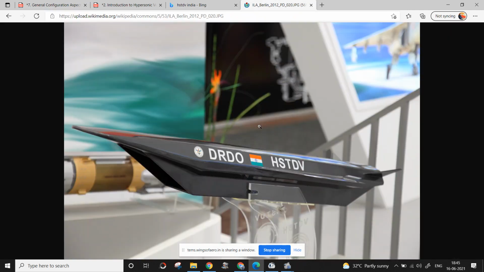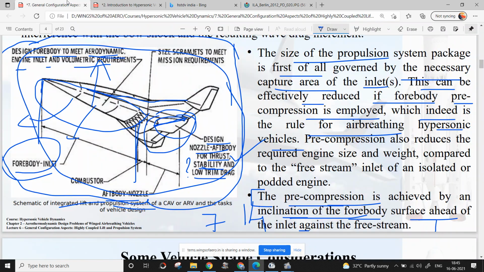So the same method that we are learning right now, DRDO has implemented in HSTDV, and they did a successful flight in 2020, last year September. We have separately given a session on this topic, which is available on YouTube, so you can learn more about this HSTDV there. I am just comparing the necessity of this design configuration.